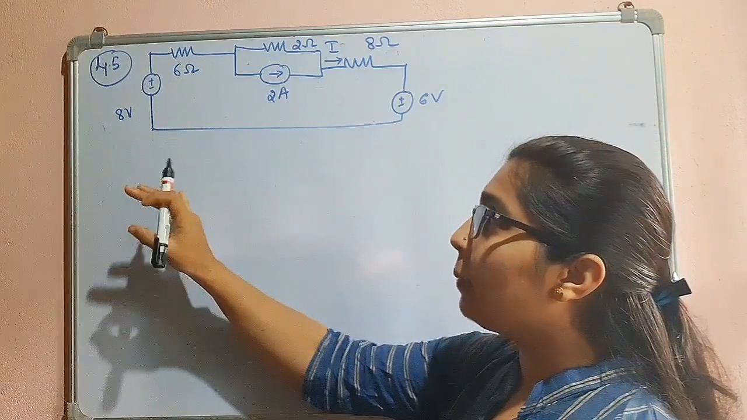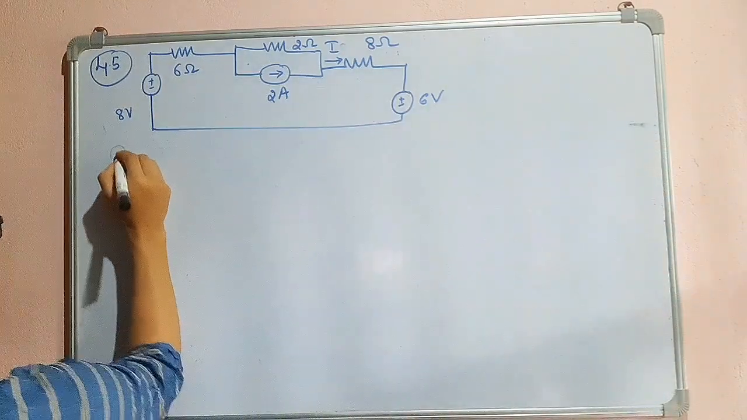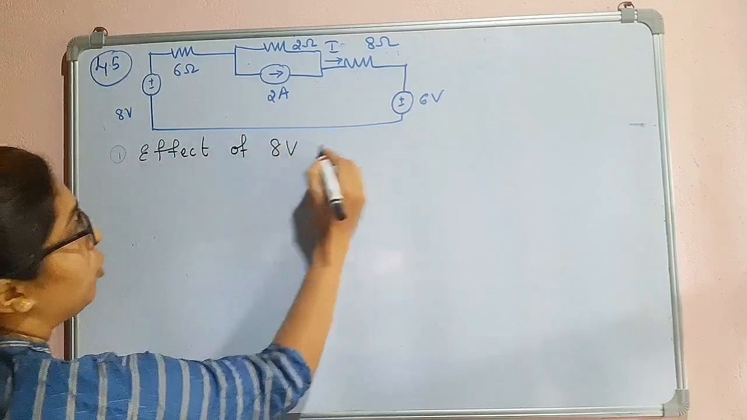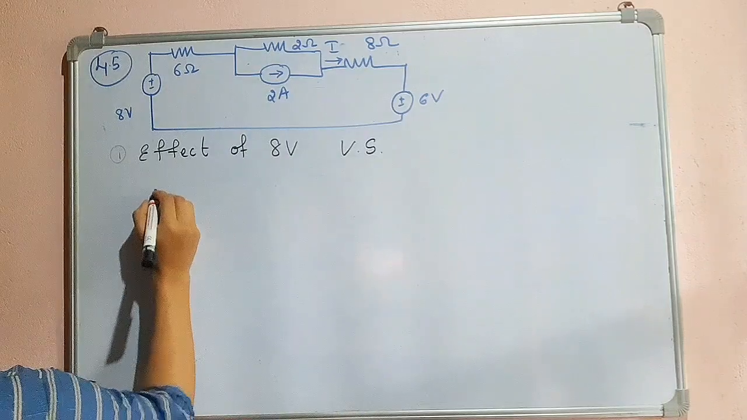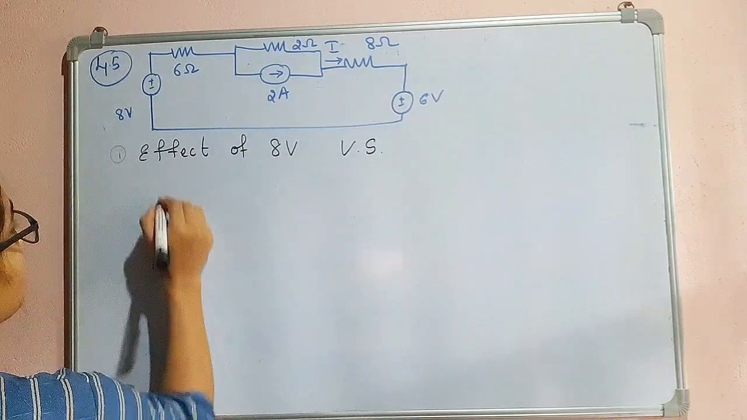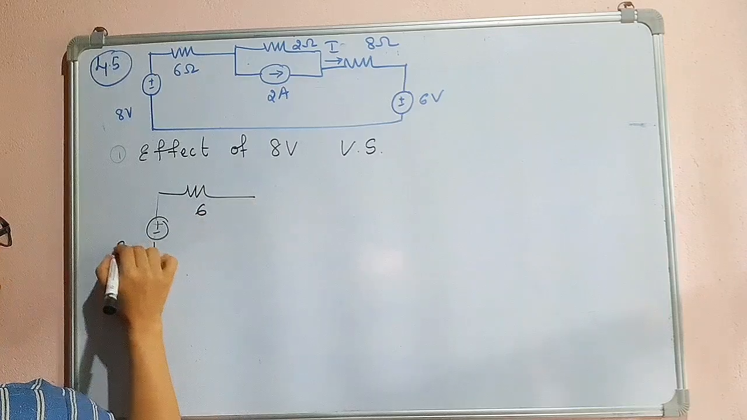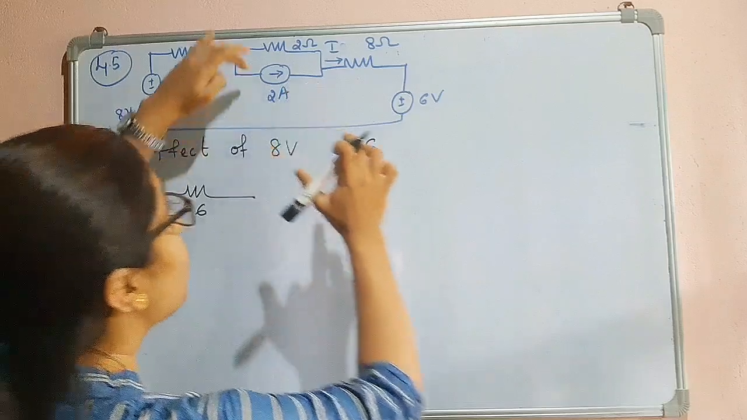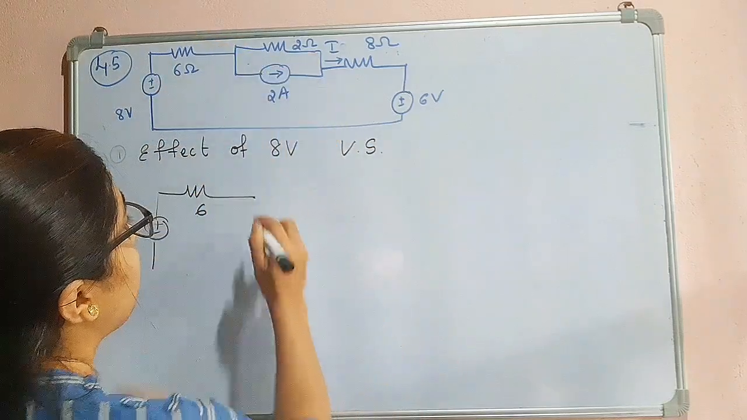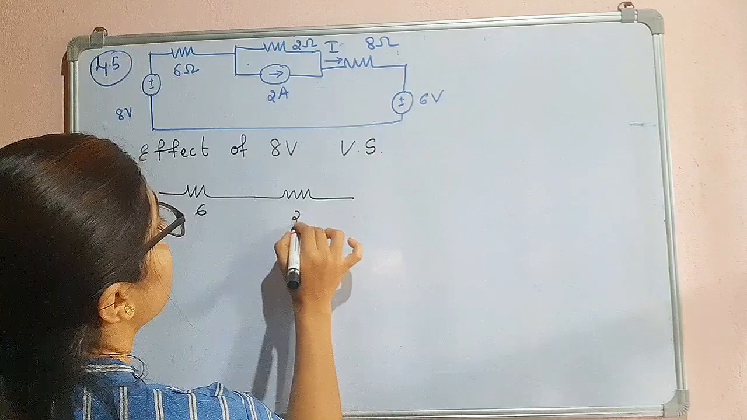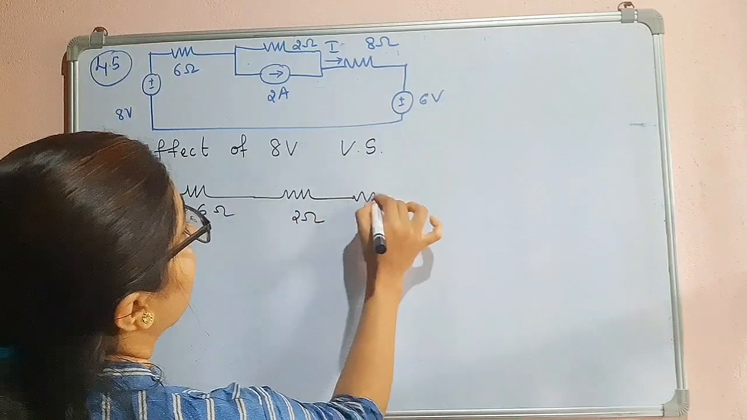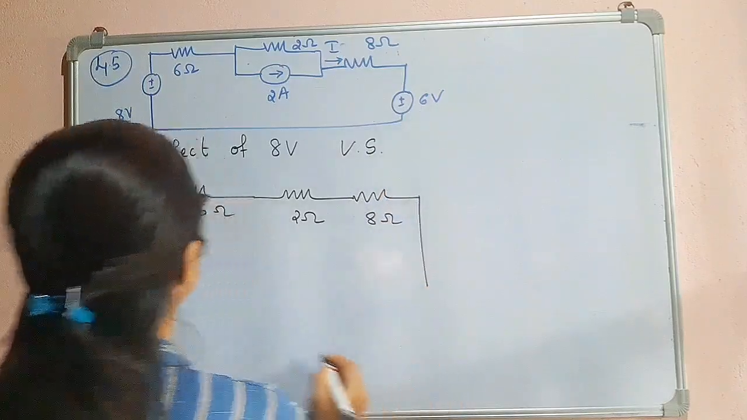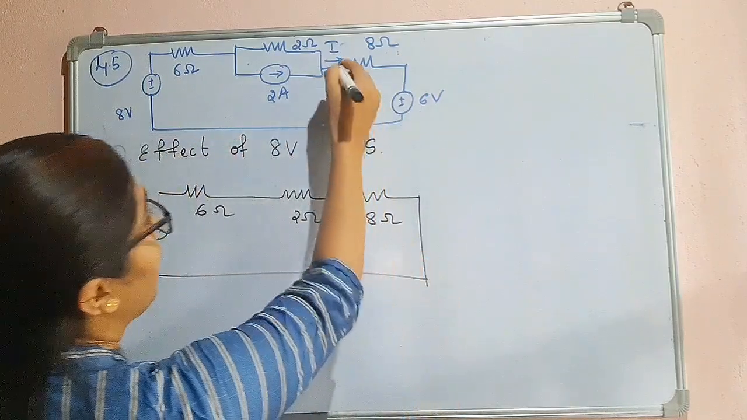Now, first we will consider the effect of the 8 volt voltage source. Here I will redraw the circuit. This is 6 ohms, this is 8 volts, and here we have an open. This is open, which means no current will flow through it, so there will be only one resistor. I will write it as it is, 2 ohm. Then we have 8 ohm, and this one will be shorted. Shorted means it will be connected like this. Now we have to find this current.